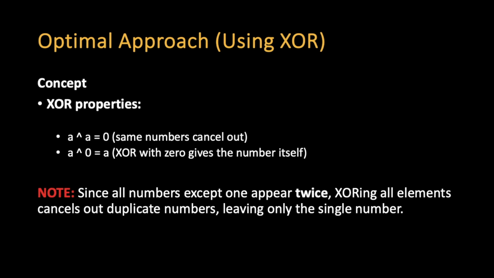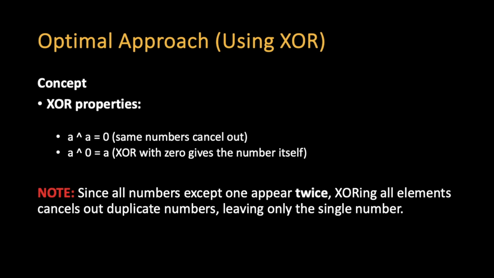So the optimal solution is using XOR. Let's understand the XOR properties before moving into the solution. Whenever we do an XOR of the same number, the numbers will cancel out. That means A XOR A will return 0 because they cancel out each other. The second property is, if we do an XOR with 0, let's say A XOR 0, then we will get the same element A as it is.